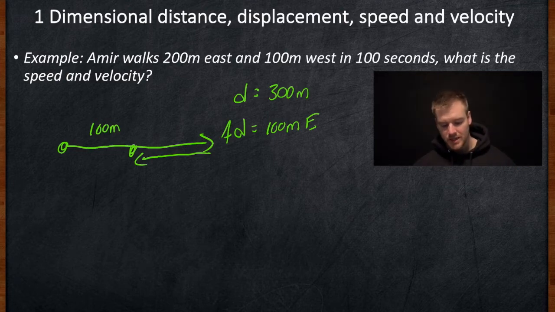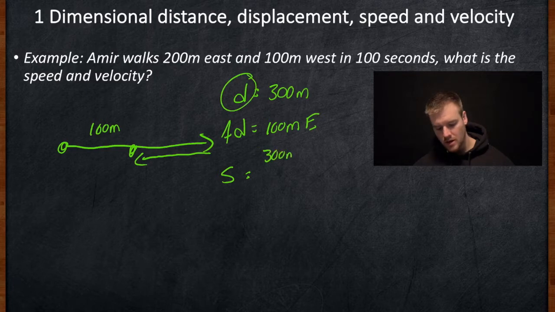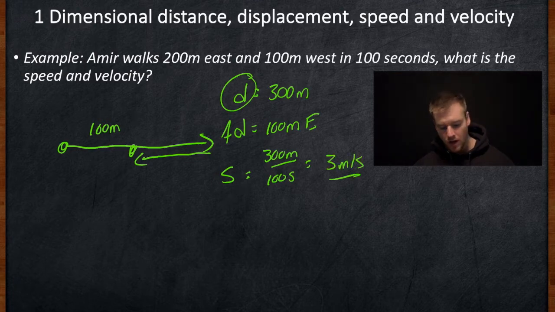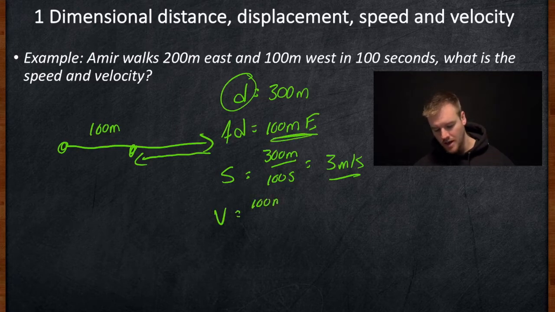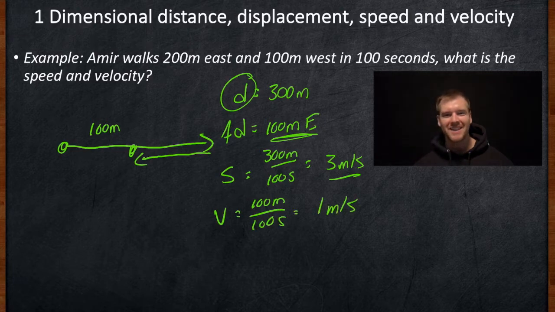Now let's take that to speed and velocity. Well, speed is our distance, 300 meters, over our time of 100 seconds. And we would get 3 meters per second is his speed overall. But his velocity would be his displacement of that 100 meters over that 100 seconds, and he gets 1 meter per second. So this is where we see that they're different, and I'll explain why they are. For covering that amount of distance, 300 meters, he was covering that at a rate of 3 meters per second, and most commonly, that's how we're used to saying how fast he's going.